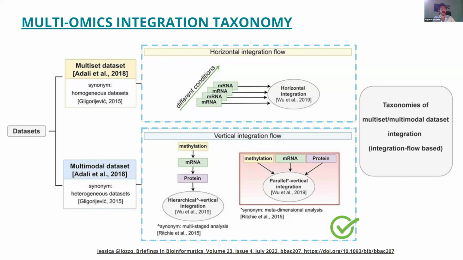Parallel approaches are those cases in which we don't have any a priori hypothesis and we just integrate the different omics at the same level. So it's basically the vertical integration methods on which we are going to focus in our course. Next slide, please.